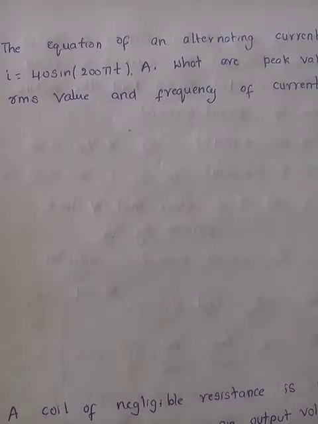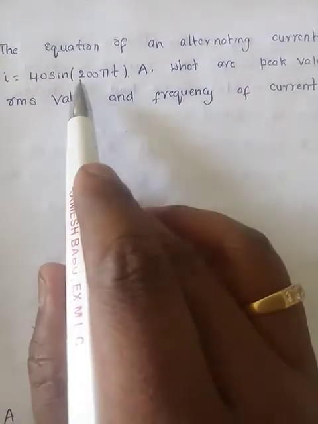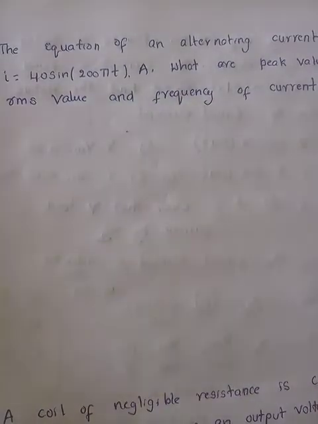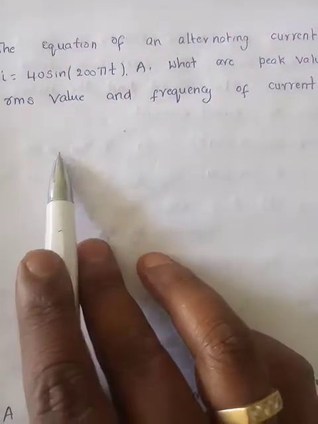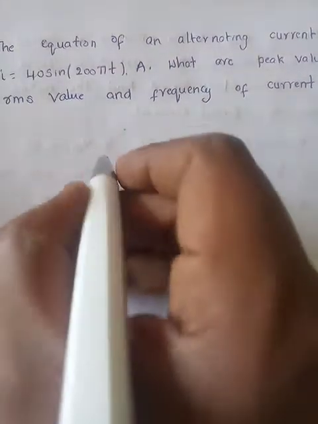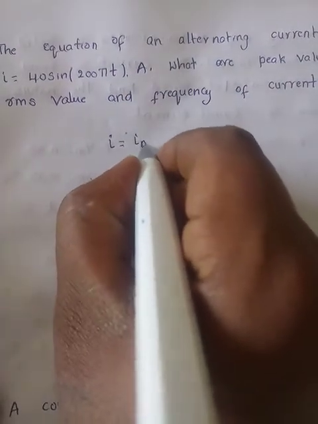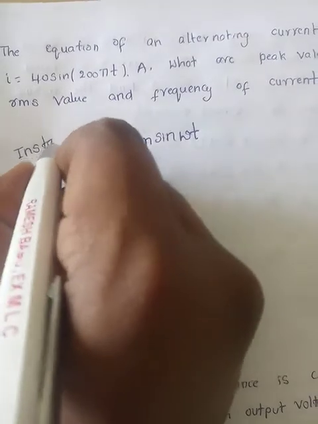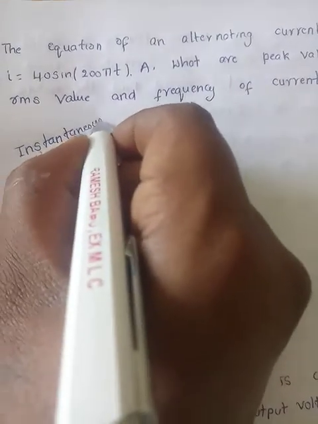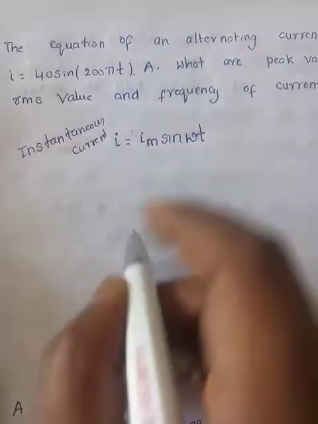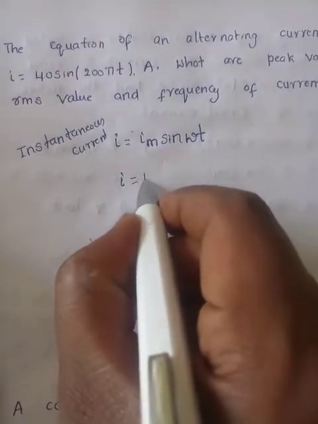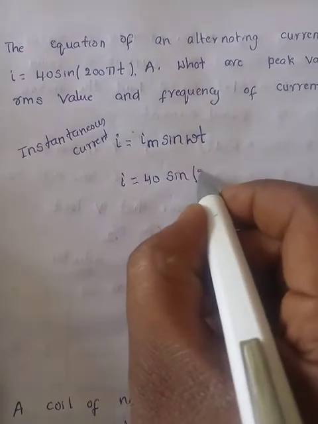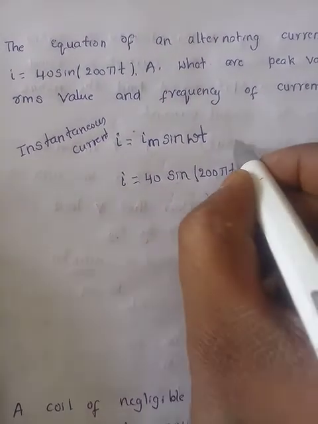And the next question. The equation of an alternating current is given as I is equal to 40 sine of 200 pi t. What are the peak value, RMS value and frequency of current? Let's see. What is the given equation? The standard equation is I is equal to Im sine omega t, where I is the instantaneous current. Our given equation is 40 sine of 200 pi t.